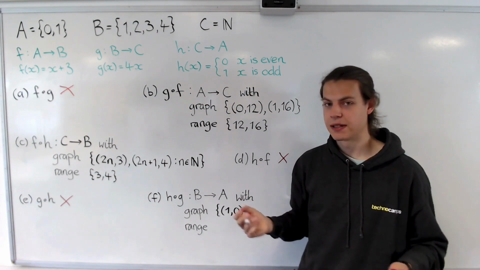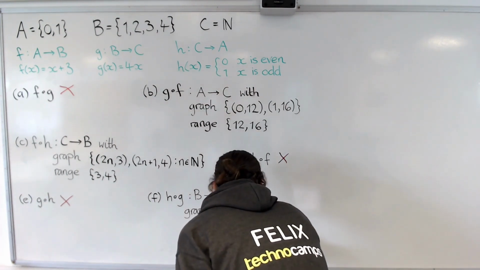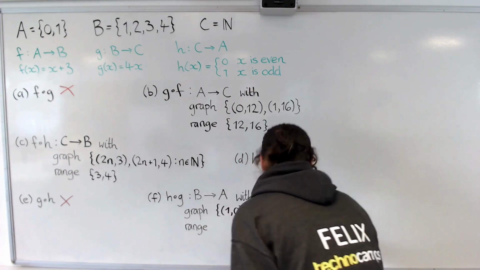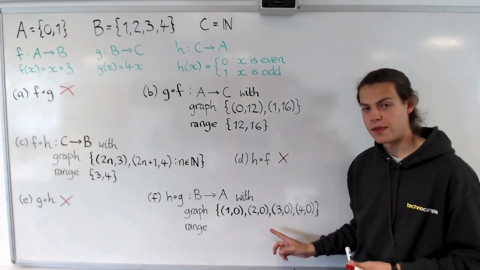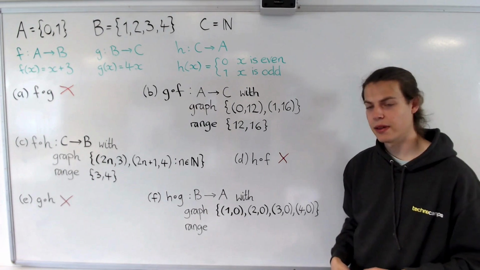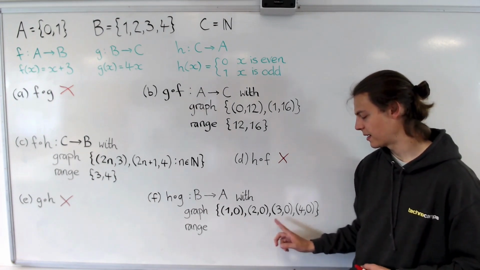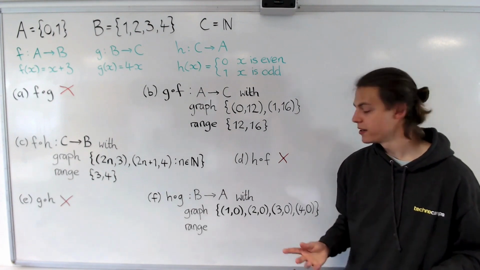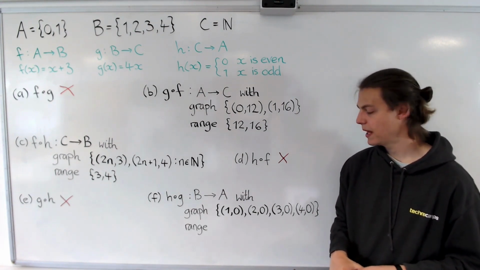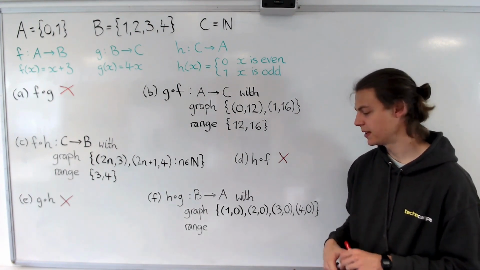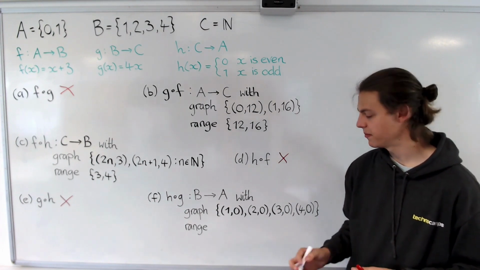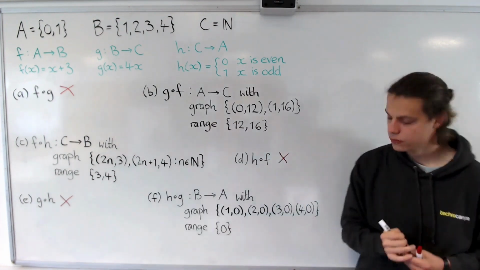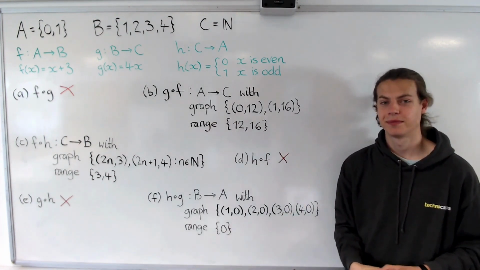So we can finish this graph. Whatever value of the domain we start with, we will end at 0. Which also tells us that the range of this function is just the singleton set containing 0. And we're done.